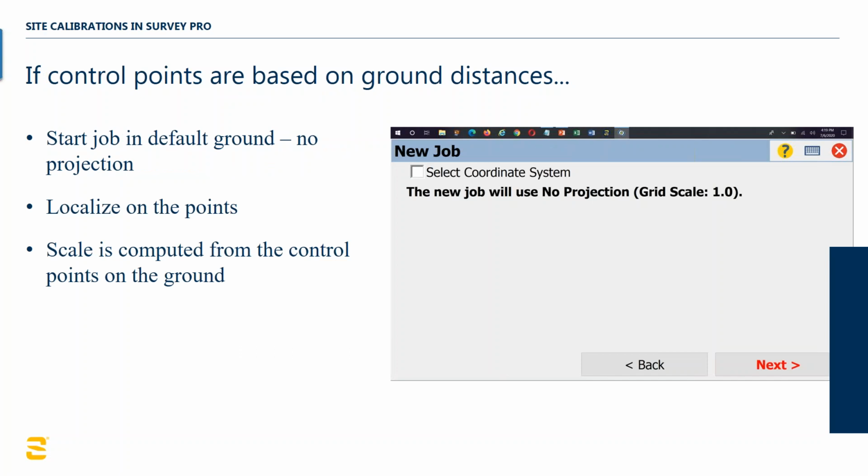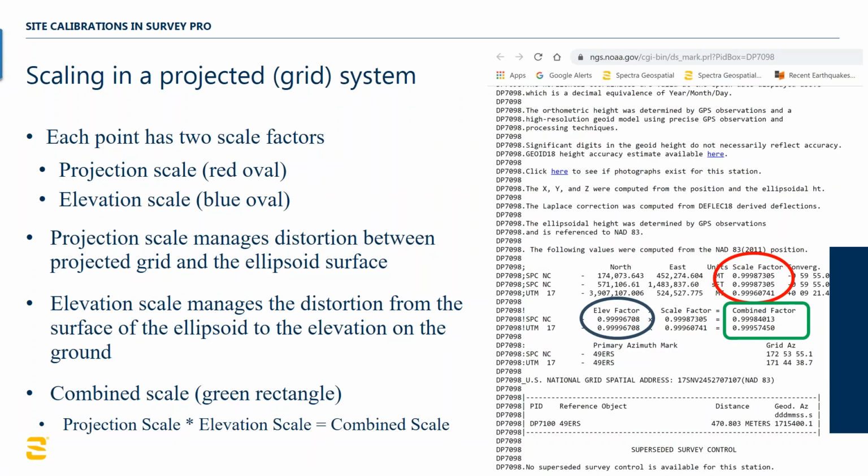So if your control points, as Graham mentioned, are based on ground distances, and that's typically jobs that are based on total station type measurements, you need to localize on the points. And then the scale is therefore computed by the points that you calibrate to. And scale can be confusing.